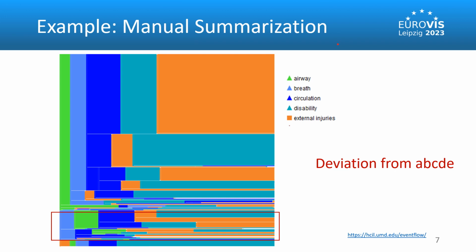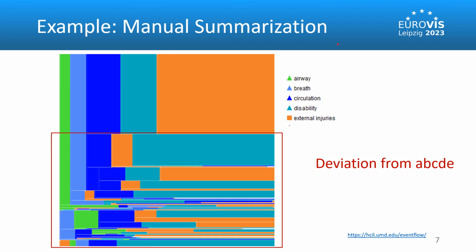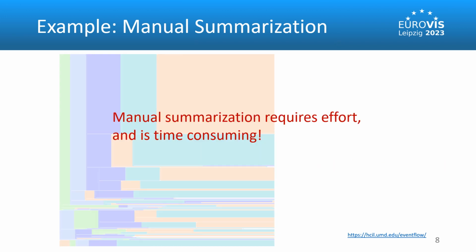We can see sometimes breathing is measured first, sometimes secondary survey is measured before disability. Overall, in more than half of the sequences, there is a deviation from the protocol. However, manual summarization requires effort and is time-consuming.